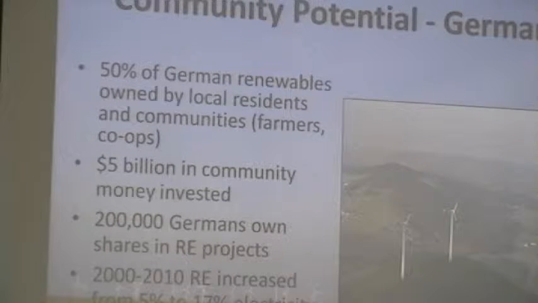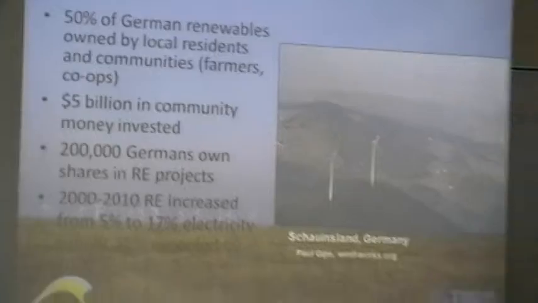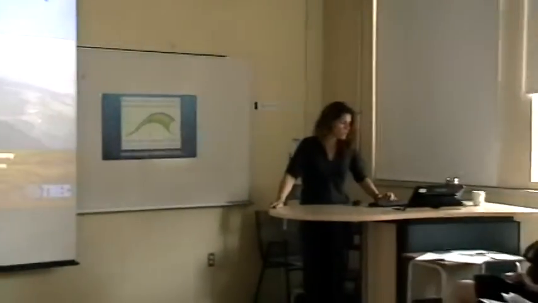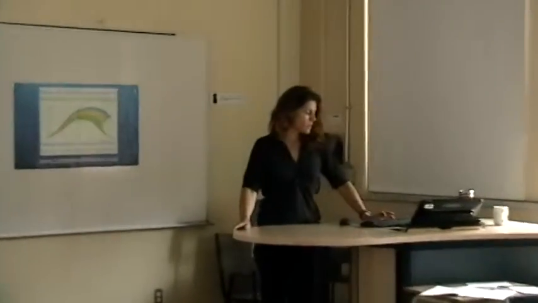So $5 billion worth of community money invested, 200,000 Germans participating, and you can see there's been quite a significant increase in the amount of renewable energy generation added to the German grid. Their projections are for 35% in the next 8 years, and they are on track to meet that. These numbers illustrate the potential that community power has, but you really need the right framework.